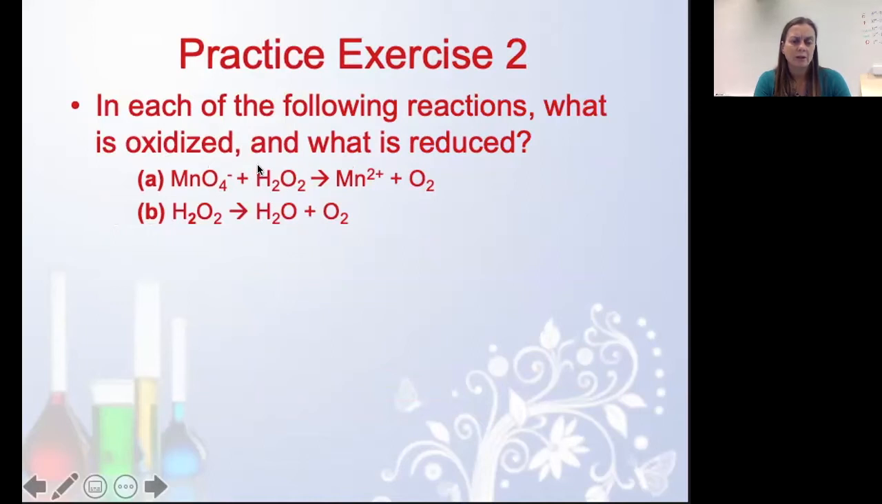Our hydrogen here is a +1. Our oxygen, since this is peroxide, is a -1. So our manganese here is an ion. It's a +2. So we know that it goes from a +7 to a +2, which means that it must have gained electrons, which means that it is reduced. Our oxygen goes from a -1 to a 0, so it lost electrons, so it's oxidized. So the manganese is reduced and the oxygen is oxidized.